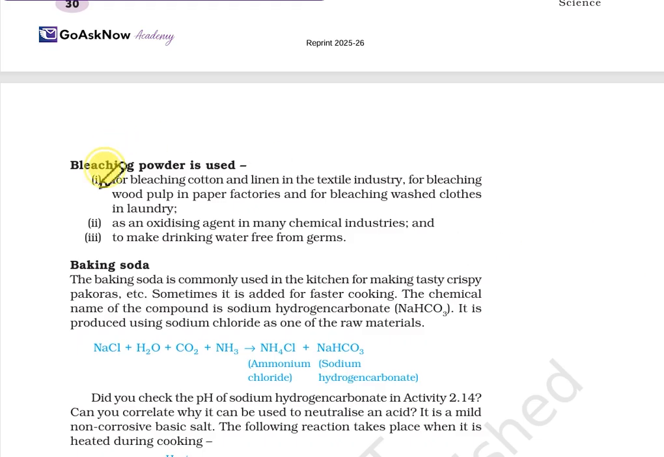It is used for bleaching cotton and linen in the textile industry, for bleaching wood pulp in paper factories, and for bleaching washed clothes in laundry. It is also used as an oxidizing agent in many chemical industries, and to make drinking water free from germs we can use the bleaching powder.